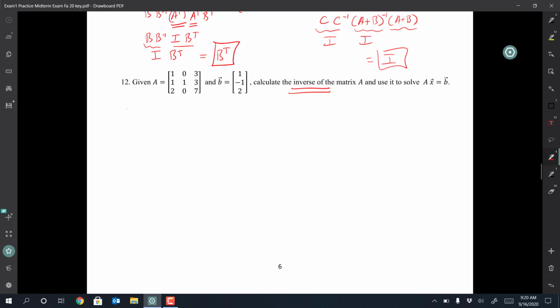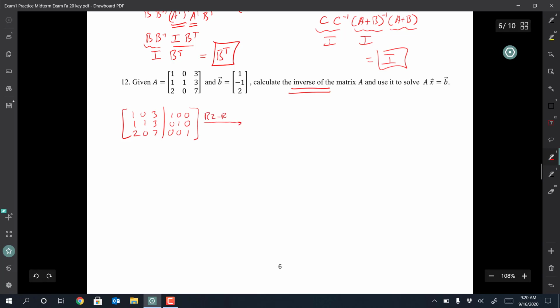To calculate the inverse of a 3 by 3 matrix, I need to take my matrix and augment it with the identity matrix. So I'm augmenting not with just some vector b, but with the entire identity matrix, and then I'm going to do the row reduction. All right, so row operations here.